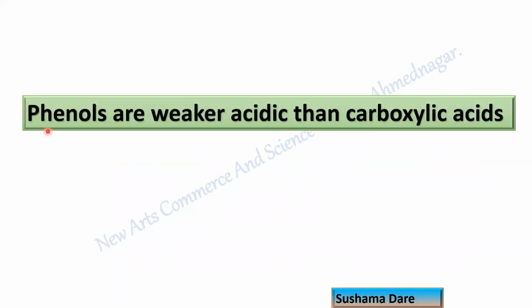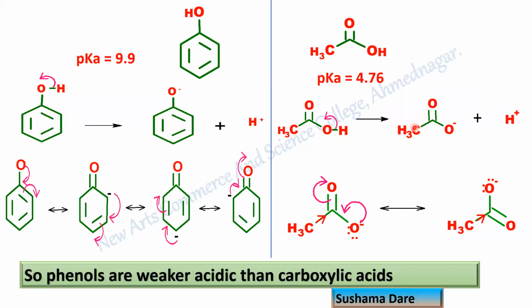The next example is that phenols are weaker acids than carboxylic acids. The example under this is acetic acid, ethanoic acid, and phenol. The pKa value of phenol is 9.9 and acetic acid is 4.76. So from the pKa value, we conclude that acetic acid, having a smaller pKa value, has to be a stronger acid as compared to phenol. Now, the dissociation of phenol, how we can stabilize the negative charge present on the oxygen by way of resonance, we already discussed.